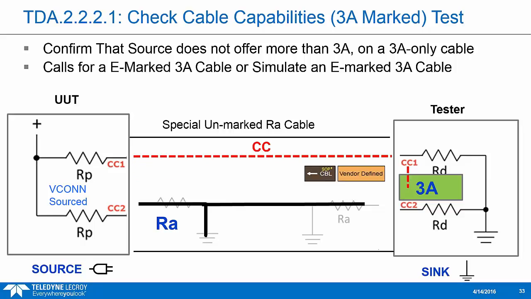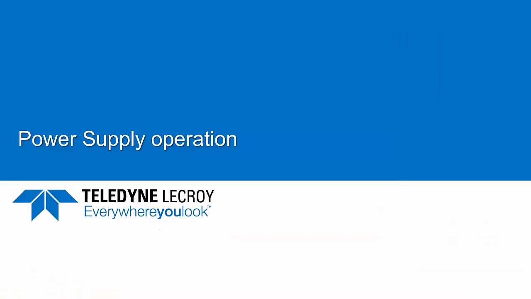Now the tester will receive the SOP prime, and it can respond to that discover. The source is supposed to read the response, and then he should send a source cap that, again, has a max PDO of 3 amps. So that's the other way to do this test. There's a similar test with an unmarked cable. Won't show that, but that's the same idea. Just make sure he doesn't offer more than 3 amps. So it's a safety thing.